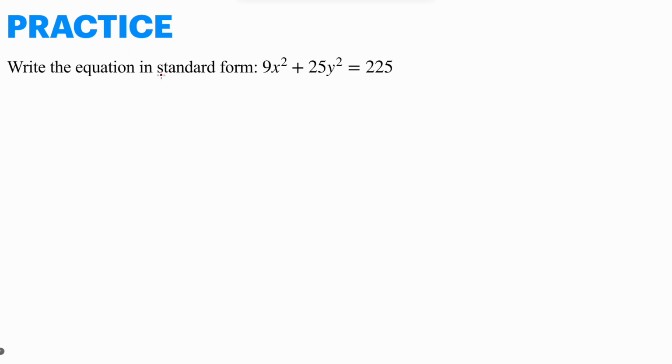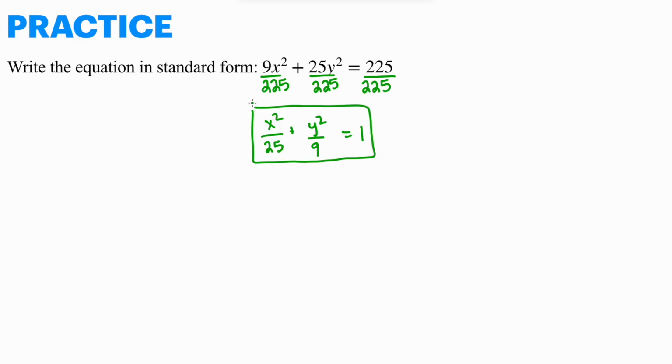Now in this case, our problem is the fact that this is not equal to 1. So the first thing you have to do is divide by 225 in order to get the number 1. 9 divided by 225 is going to be 1 over 25. And 25 divided by 225 is going to be 1 over 9. And so now we have written the equation.